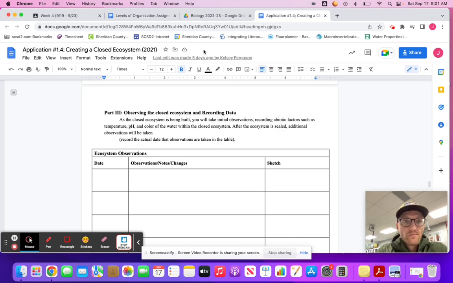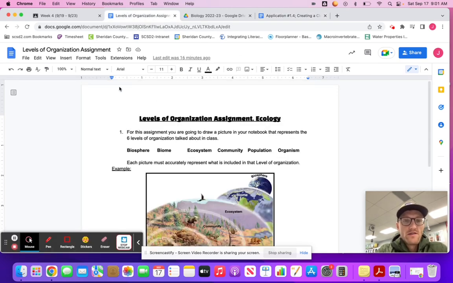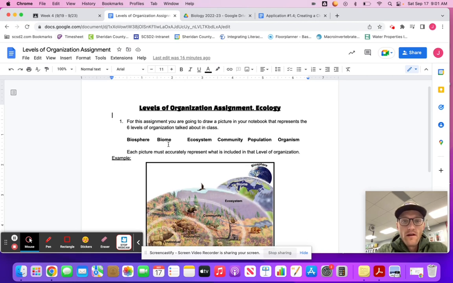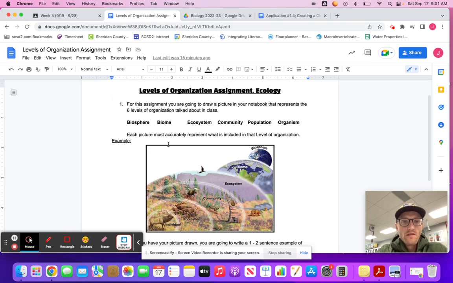Now, let's talk about this levels of organization assignment. This is also on there. So basically what we're doing, last week we talked about the different levels of organization in which we can study. So we have them here: the biosphere, biome, ecosystem, community, population, and the individual, okay? So what you're gonna do is in your notes, you're gonna draw your own picture that looks kind of like this. You can be creative, it doesn't have to look like this. It can be laid out, each individual picture can be separate if you want, however you want to do it. You're just going to draw a picture of what that represents to you, okay?